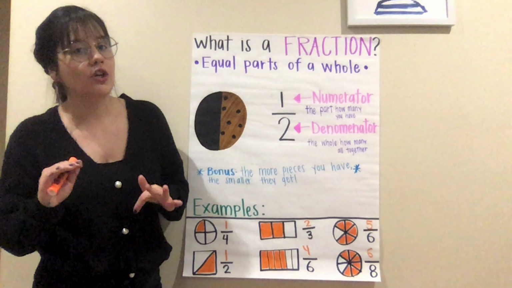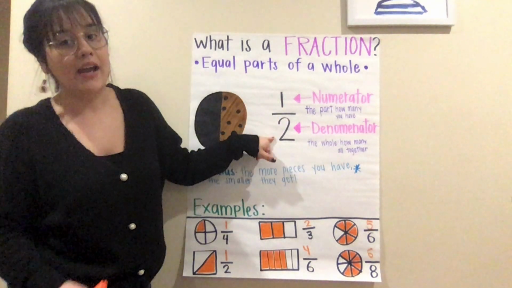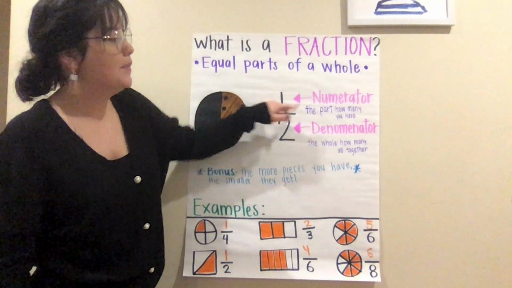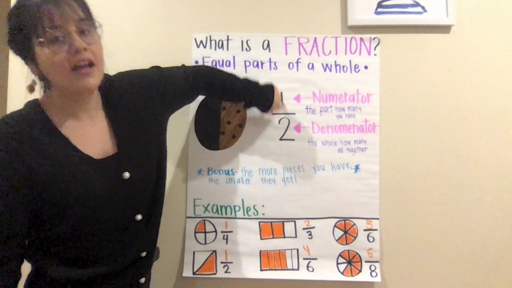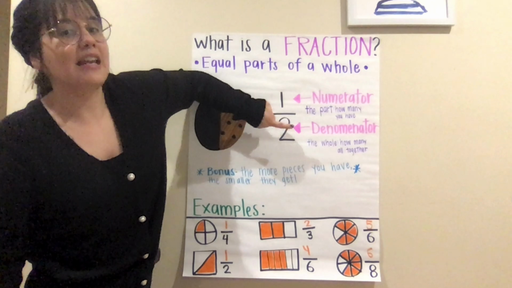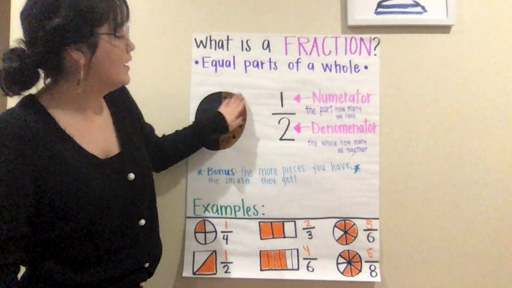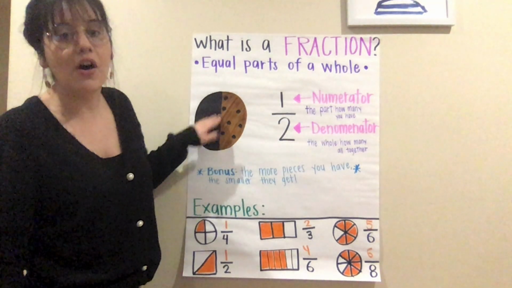I just wanted to show you today how we write a fraction. Remember that the top number is called the numerator. That's how many parts we have. And the bottom number is called the denominator. That's how many pieces we had all together.